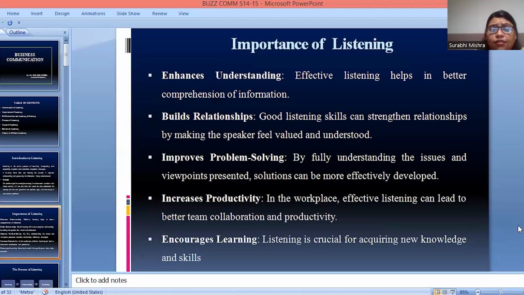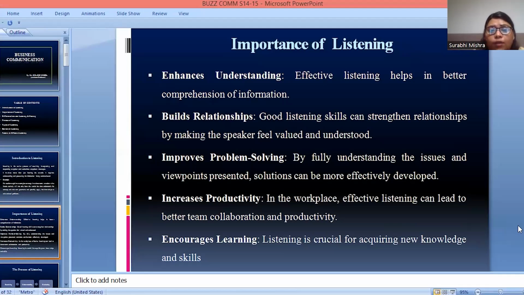What is the importance of listening? Why is listening important in our lives or in an organization? Let's start with the first point. Listening is important in understanding. Why? Because it enhances understanding. How can we say that? Effective listening not only helps in comprehension of information, but also in understanding it well.